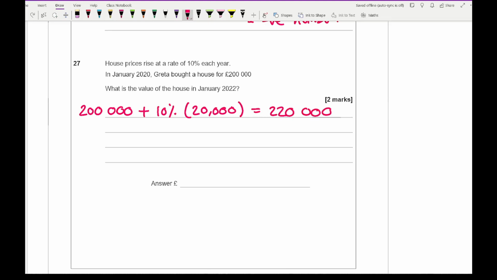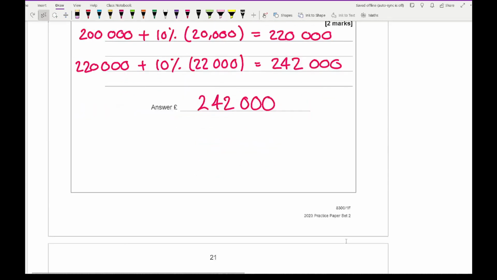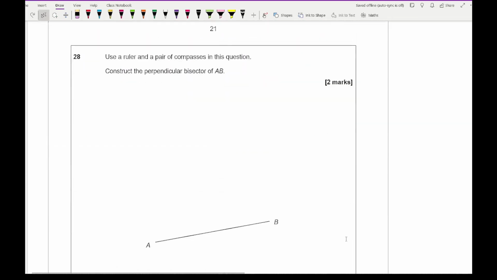220,000. So then if I start with 220,000, I add another 10%, which now is going to be 22,000, in which then I get £242,000. So here the correct answer is 242,000. Moving on to question 28, it says use a ruler and a pair of compasses to construct a perpendicular bisector of A and B.